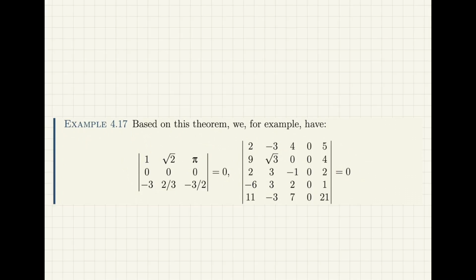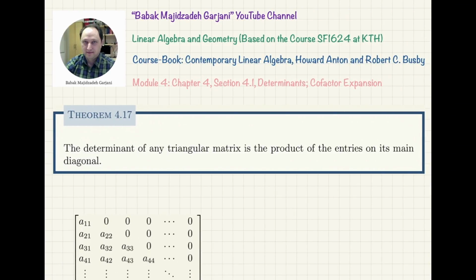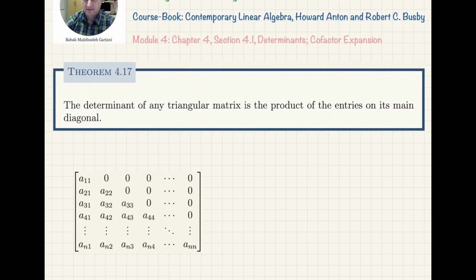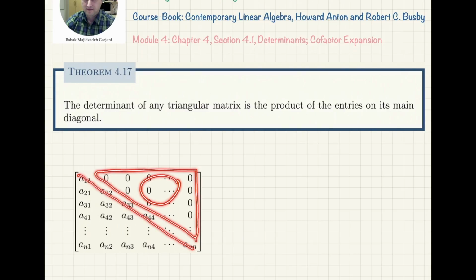Okay? Now let us go to the next theorem that also can be proved by this definition very efficiently and easily. And that's a very important theorem, by the way. The determinant of any triangular matrix is the product of the entries on its main diagonal. So here, for example, this is the main diagonal. Any element above that is 0.